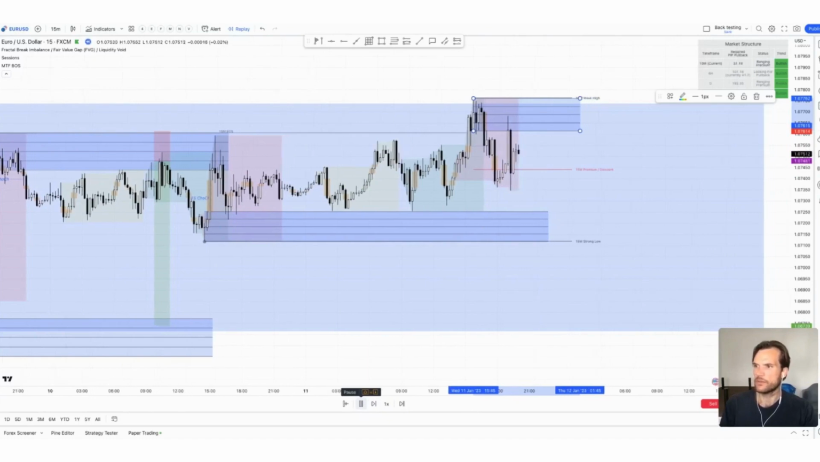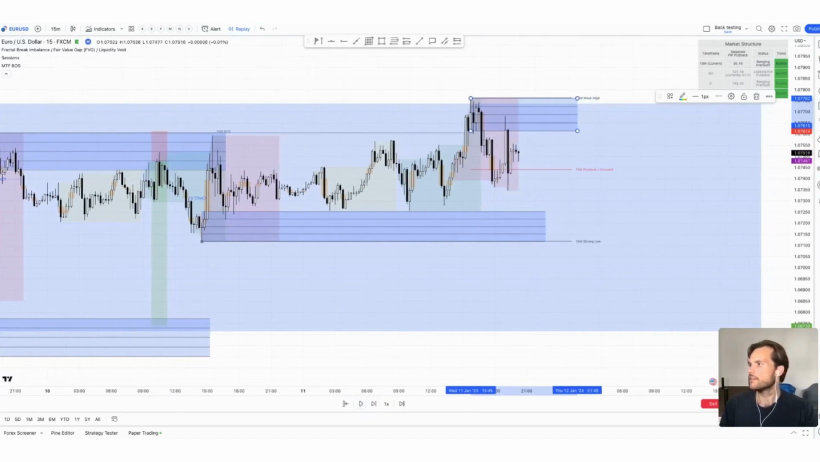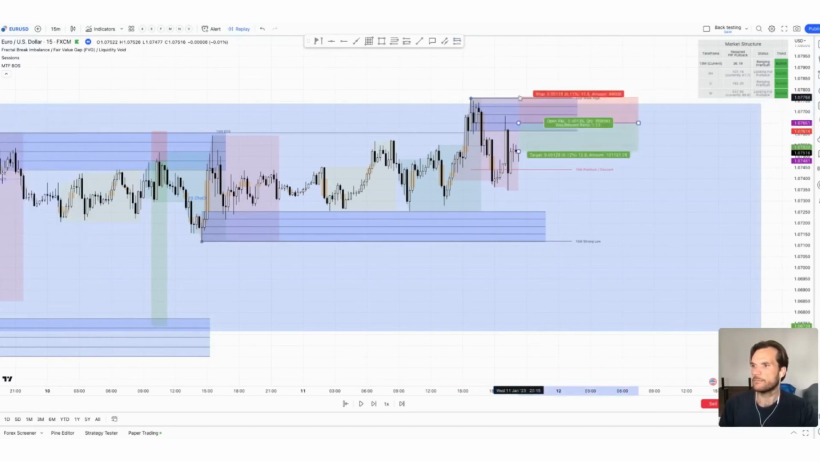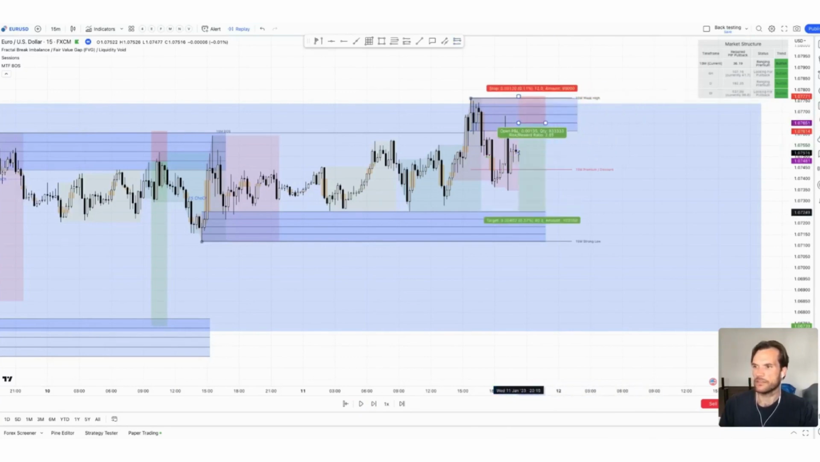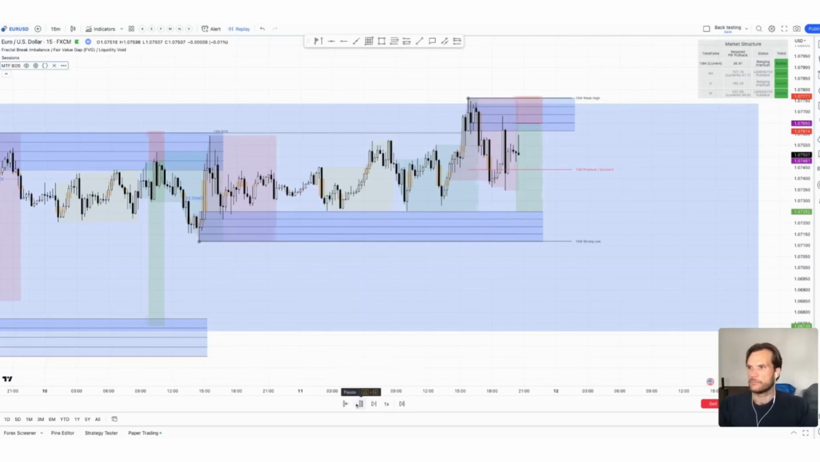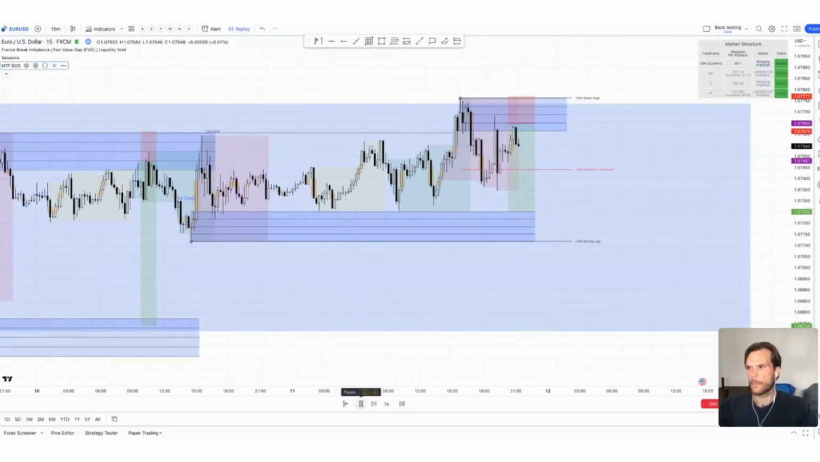Okay, so we'd be in the short. Realistically, as we haven't mitigated the supply, sorry, let me just draw it on there. I would just be targeting this area. Okay, it's enough, 3R. We didn't get tagged on the 50% yet, so we still could play.